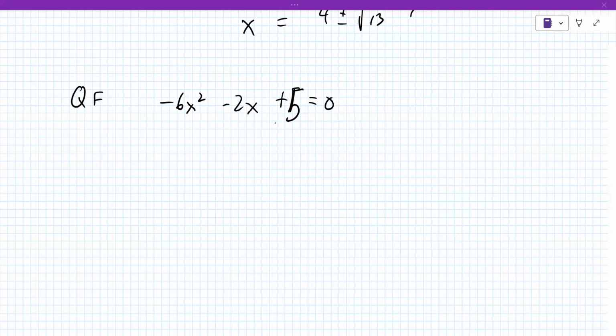And this time I actually want you to round your answers. So go and do the full quadratic formula, round your answers to 2 decimal places. Times 5. So it's 24 times 5, 120, over -12. And then it's 2 plus minus square root of 124 over -12.